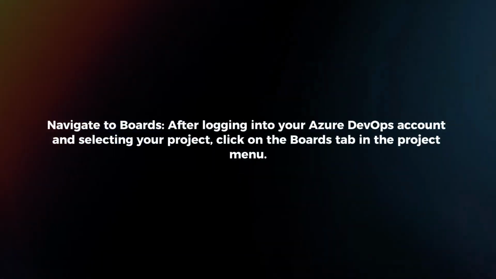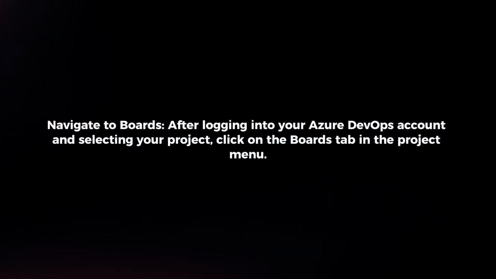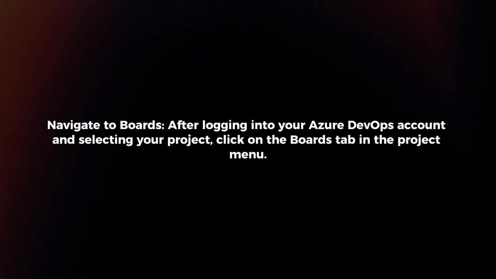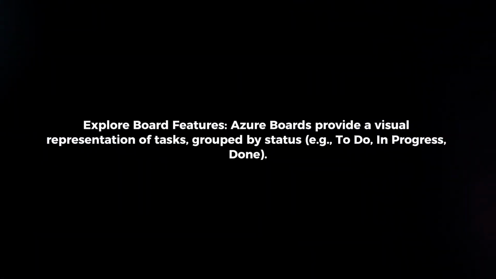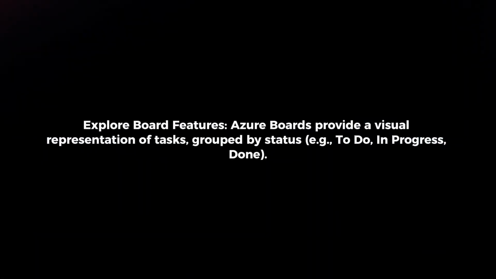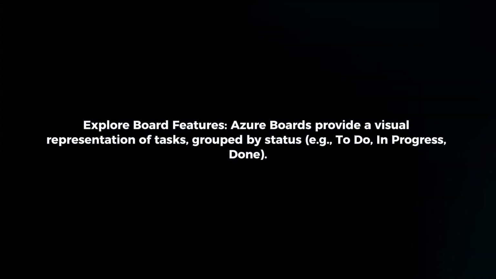Navigate to Boards. After logging into your Azure DevOps account and selecting your project, click on the Boards tab in the project menu. Explore board features. Azure Boards provide a visual representation of tasks grouped by status.